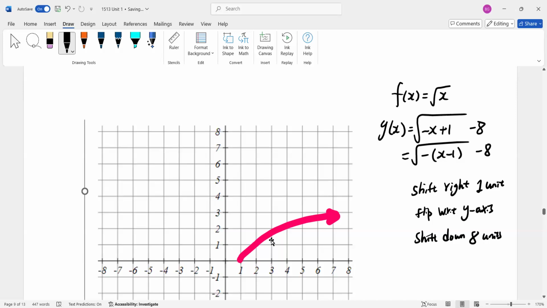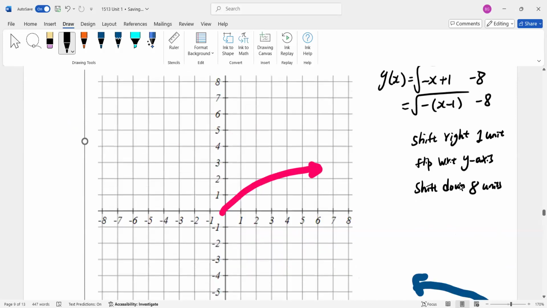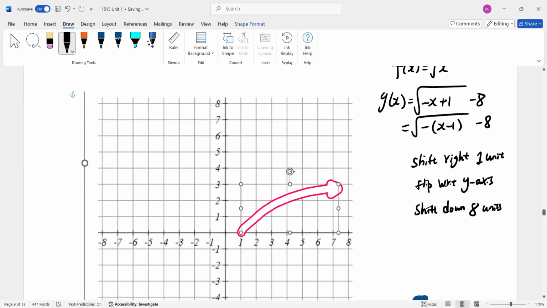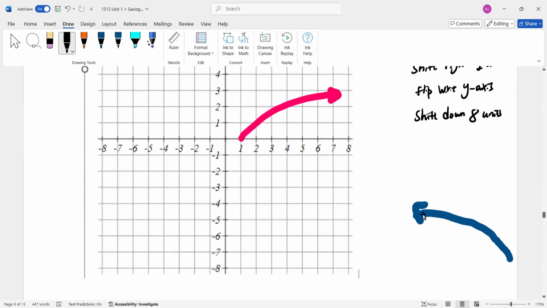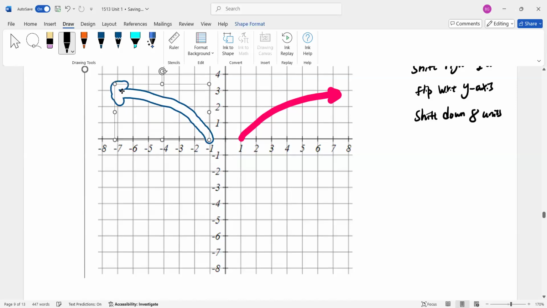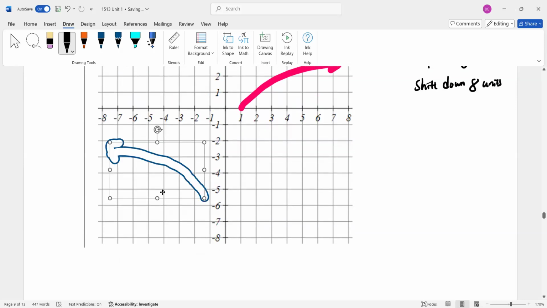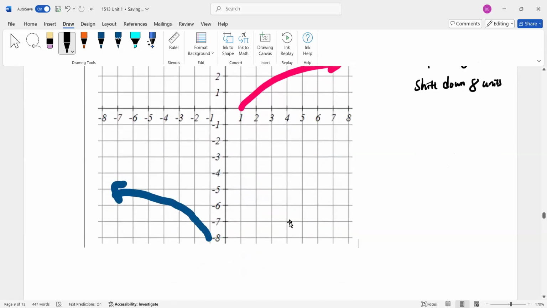So this is the mother function. I apologize. The reason we shifted to the right is because we subtract 1 from x. So shift to the right 1 unit is right here, right? And then flip over the y-axis. We should have this piece like that. And then go down a units, right here. And that's the daughter function.